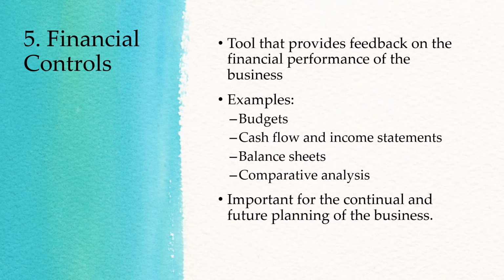Examples of financial controls are your budgets, your cash flow and income statements, your balance sheets, and your comparative analysis. In other words, by monitoring your financial statements and constantly checking what's going on, and then also comparing your results with other companies in your industry, or with your previous year, or with what you had planned, all these tools will give you some sort of feedback on the financial performance, and then you can implement strategies accordingly.